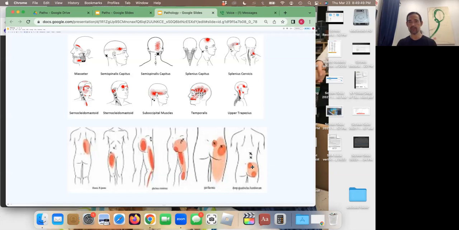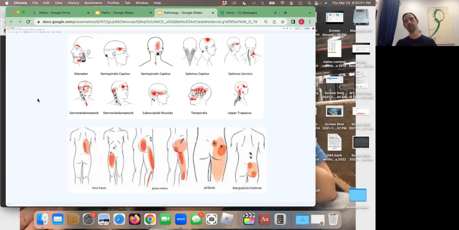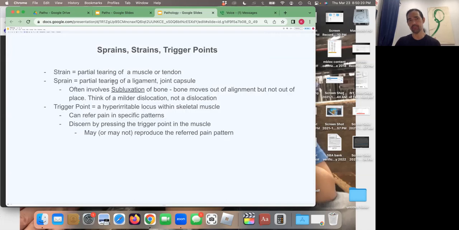Trigger points in the back can refer pain down into the glutes. Trigger points in the upper trap can refer pain up over the head to the corner of the eye, to the corner of the jaw. So they have pain referral patterns. They don't just cause pain locally, they can cause pain in other places. And if you find a trigger point and press it, you may recreate the pain referral pattern. You may not also, but reproducing a pain referral pattern is part of diagnosing a trigger point.